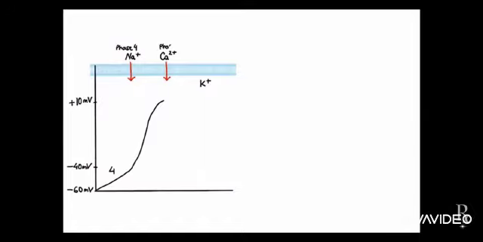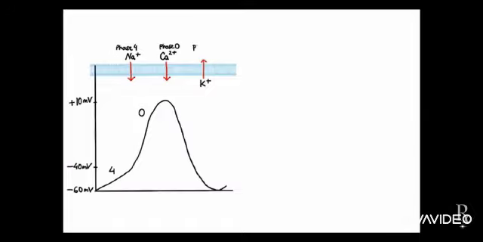When a threshold potential of about minus 40 millivolts is reached, the voltage-gated L-type calcium channels open. The calcium rushes in and rapidly depolarizes the cell to about plus 10 millivolts. This is referred to as phase 0.